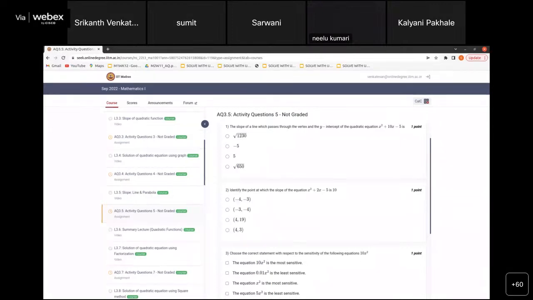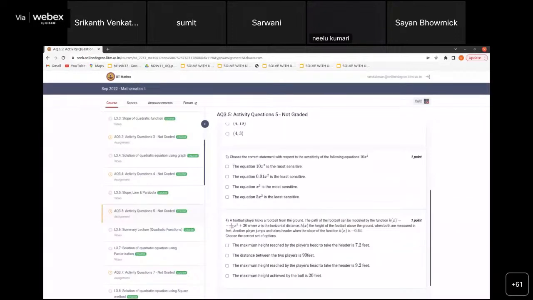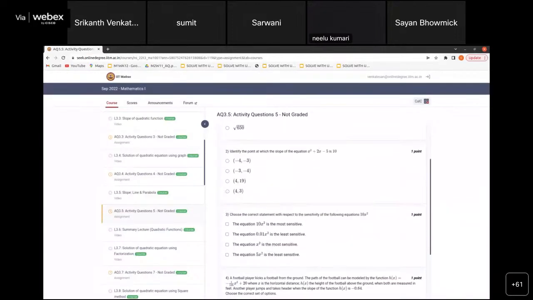Okay, in the second question, consider this as a quadratic function and identify at what point the slope will be 10. So at which point? 4,19. I hope you are solving and answering, okay? Don't look at check answers and just tell. So I have solved it. Everything. Very good.